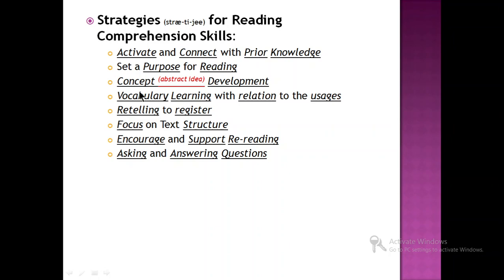The third strategy is concept development. Concept development means, till the time you don't have a concept in your mind before the reading or while reading a text, I am saying both things. Until you keep a concept, meaning an abstract idea, in your mind before reading or while reading, at both places this is important. If you are not developing a concept in your mind before or while reading, you won't be able to do the reading or comprehension better. Is that clear?